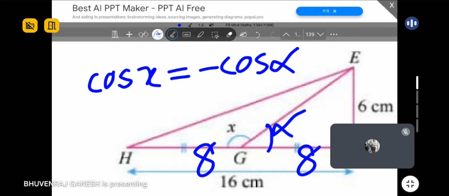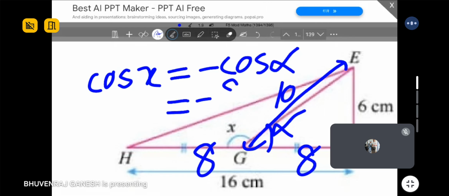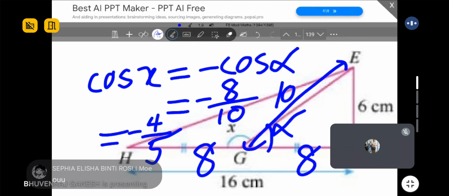Okay, so can anyone tell me EG sama dengan apa, guys? What is your length for EG? EG, how much guys? Yang ni, berapa panjang dia? How much you get? Yes. Okay, Pythagoras theorem, you should use 10. Okay, so cos equal to adjacent 8 bahagi hypotenuse. So this is your answer. Senang macam tu saja. Okay, boleh permudahkanlah. So negatif 4/5. Okay, this is your final answer.